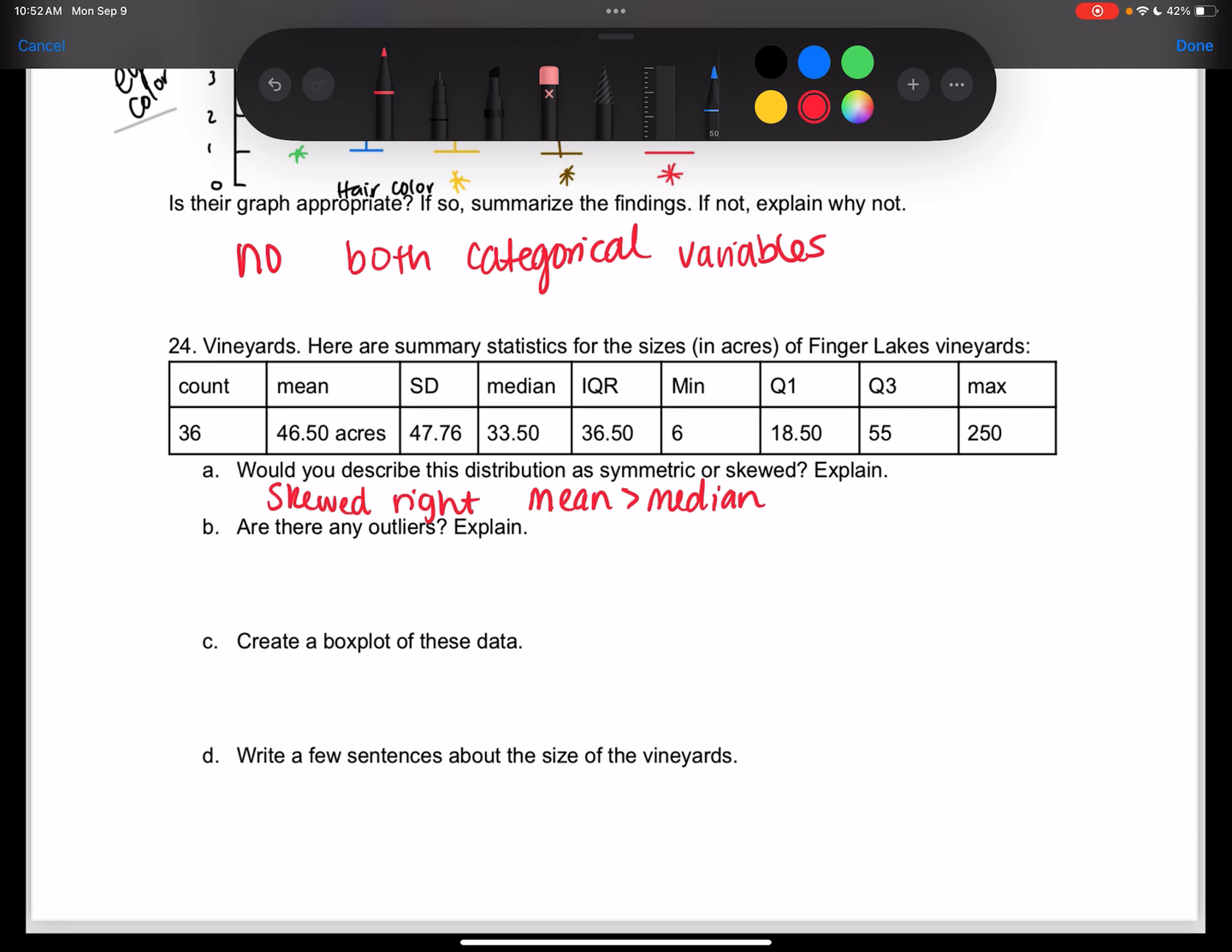Are there any outliers? I need to check because I'm making an assumption that 250 is so much larger than my median that it probably is an outlier, but I want to know for sure. So Q1 is 18.5, minus 1.5 times the IQR. Q3 minus Q1 is 36.5. And then the upper one would be 55 plus 1.5 times 36.5.